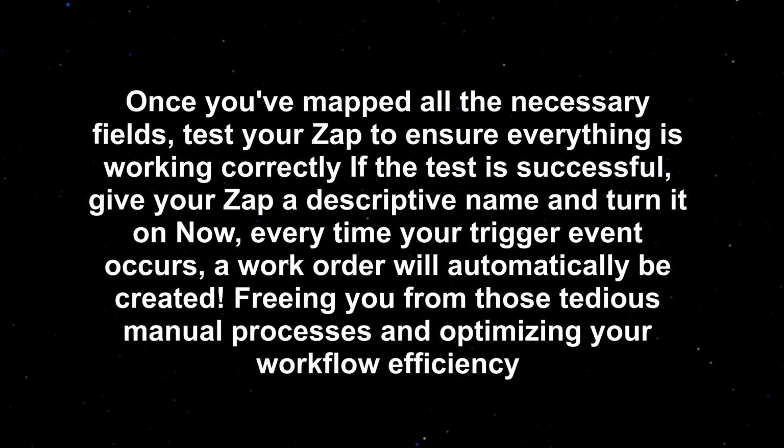Once you've mapped all the necessary fields, test your Zap to ensure everything is working correctly. If the test is successful, give your Zap a descriptive name and turn it on. Now, every time your trigger event occurs, a work order will automatically be created, freeing you from those tedious manual processes and optimizing your workflow efficiency.